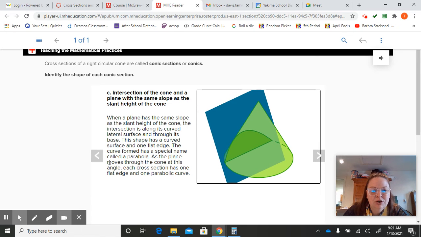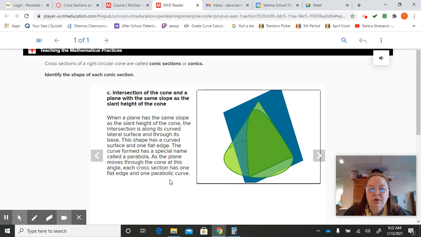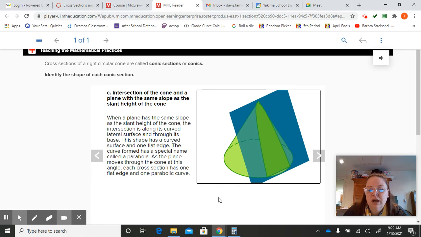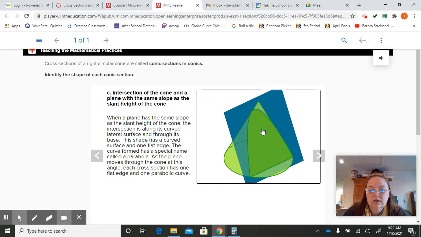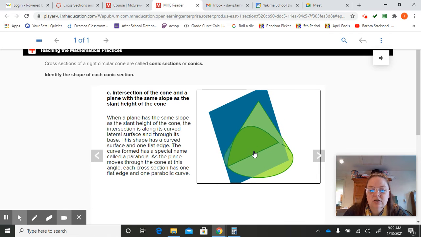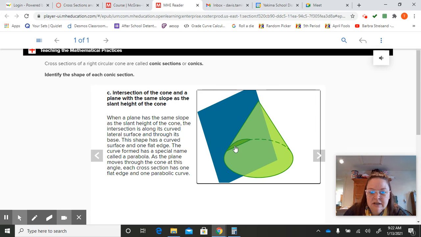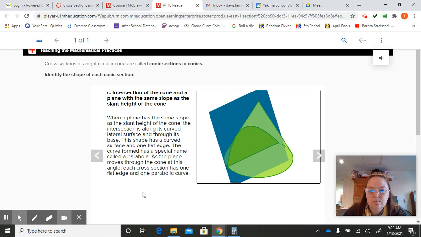As the plane moves through the cone at this angle, each cross section has one flat edge and one parabolic curve. So we have a parabola this time. And notice that the parabola gets fatter until it reaches the very end. And then when you come back, it starts out really wide and it gets skinnier.